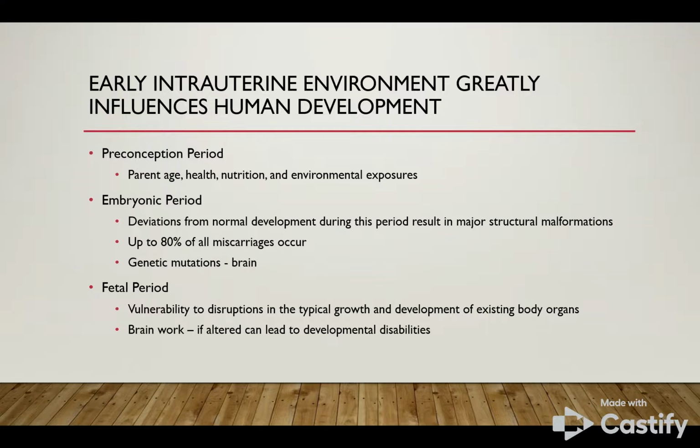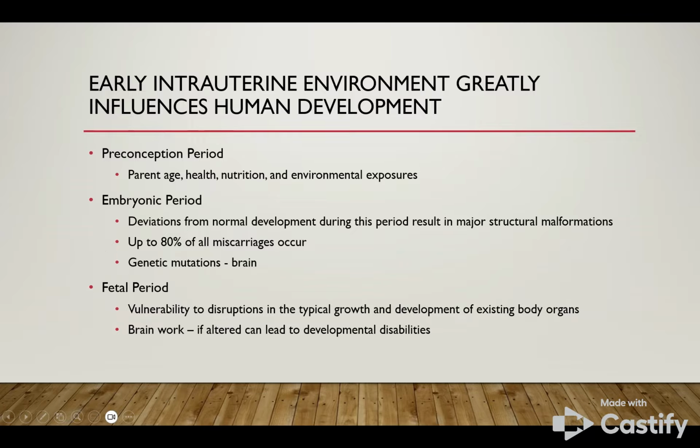Any deviations from normal development during this period can result in major structural malformations. So, issues with the structure of a fetus, whether that's organs or bone development. Up to 80% of all miscarriages occur during this period, the embryonic period. And there are several genetic mutations that can occur in the brain during this period as well.